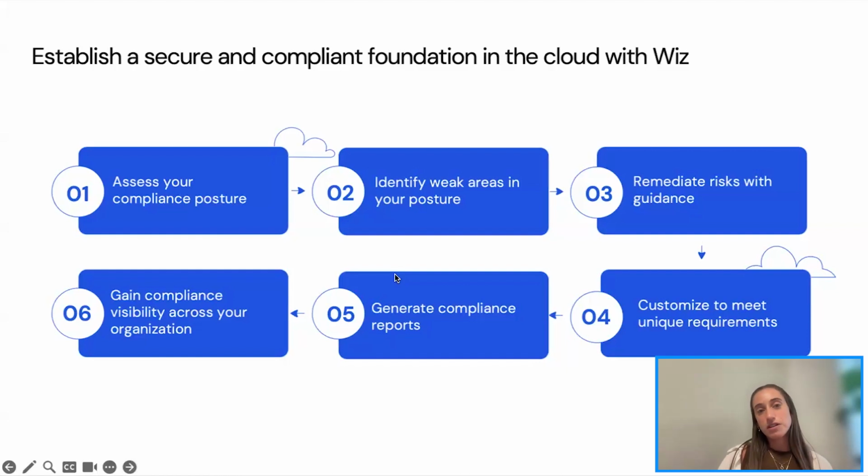So next, I want to understand where are my weak areas within that compliance framework that I need to work on. So once I identify those weak areas, I want to be able to remediate any risks that reduce my score, right? So I look at what are the controls that I need to remediate and how do I need to remediate them. Next up, if I know that as my organization, I have specific requirements that are not covered by a specific framework, I would want to customize the different frameworks and control to meet my unique requirements.